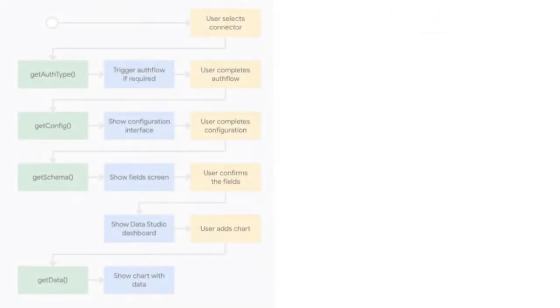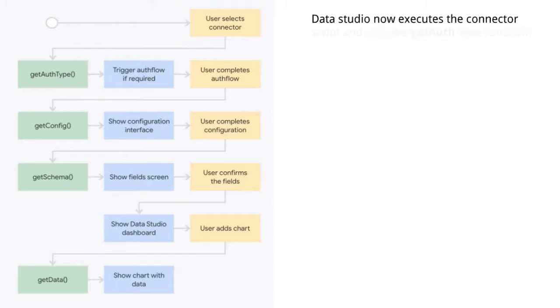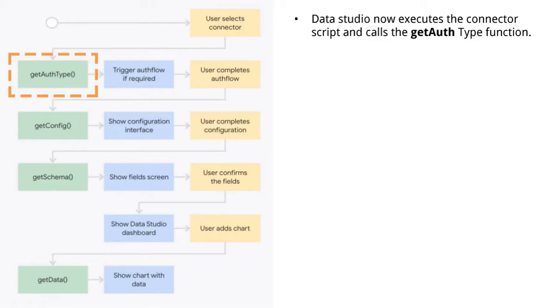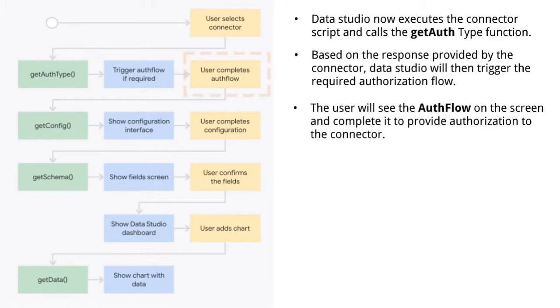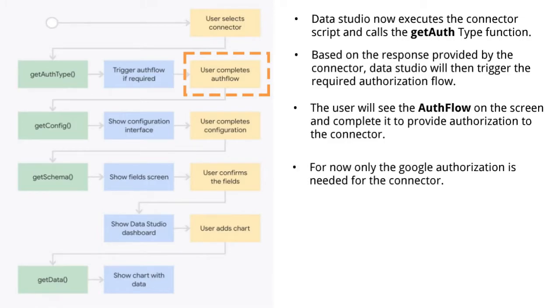Depending on the current step of the workflow, Data Studio executes these connector functions and uses the response in the subsequent steps. Once the user has selected the connector, Data Studio executes the connector script and calls the GetAuthType function. Based on the response provided by the connector, Data Studio will then trigger the required authorization flow. The user will see the auth flow on the screen and complete it to provide authorization to the connector. For now only the Google authorization is needed for the connector. For your implementation, you might need additional authorization from a third-party site.